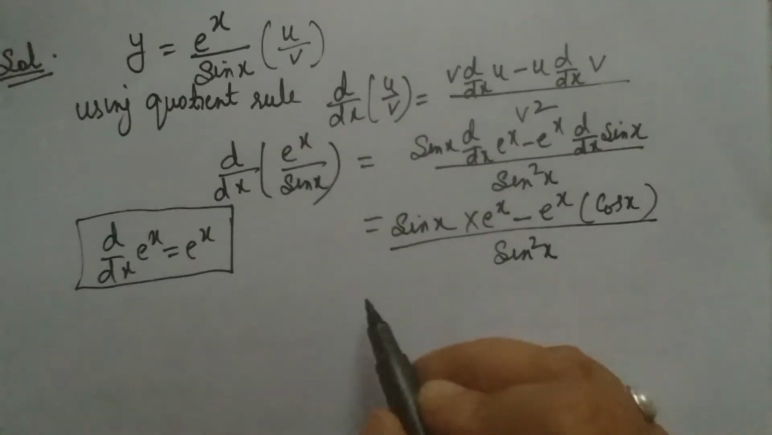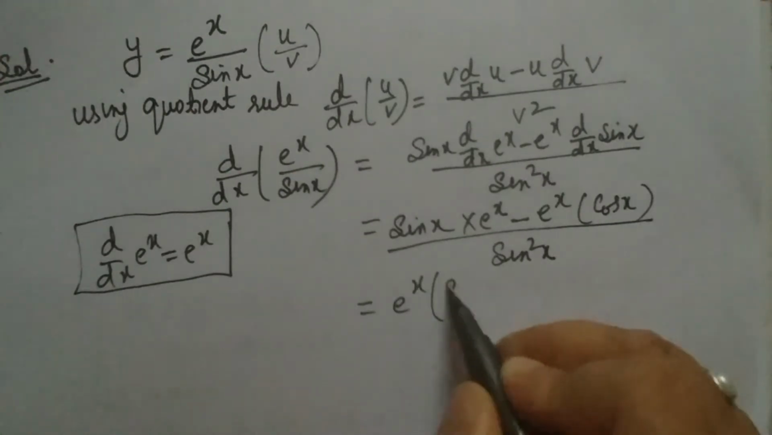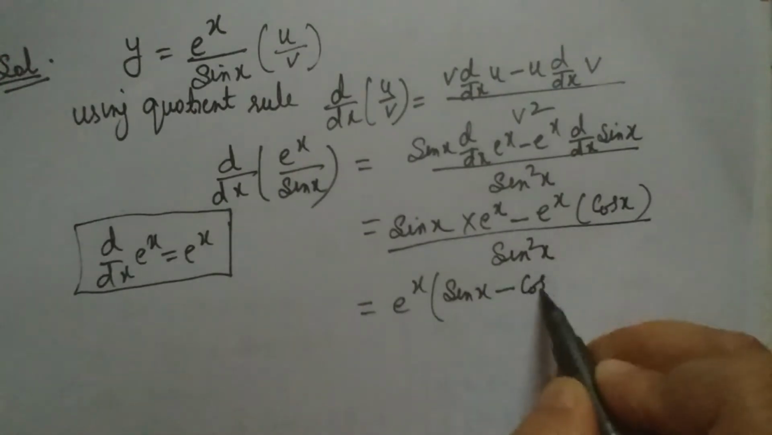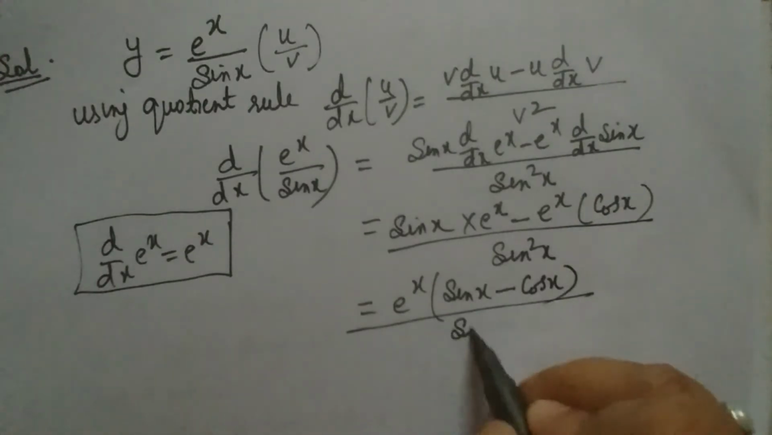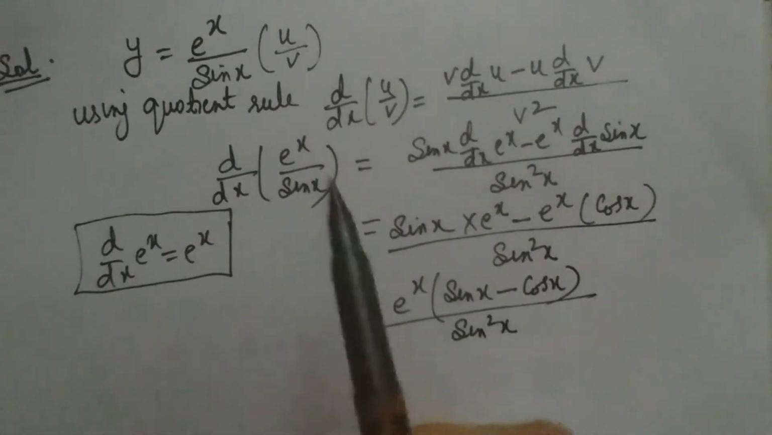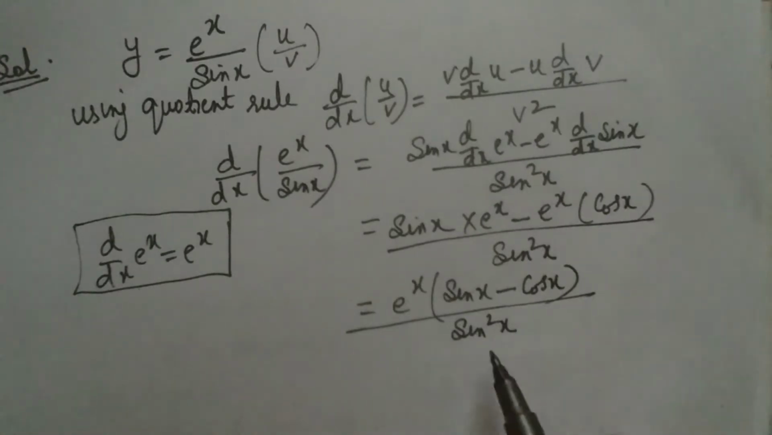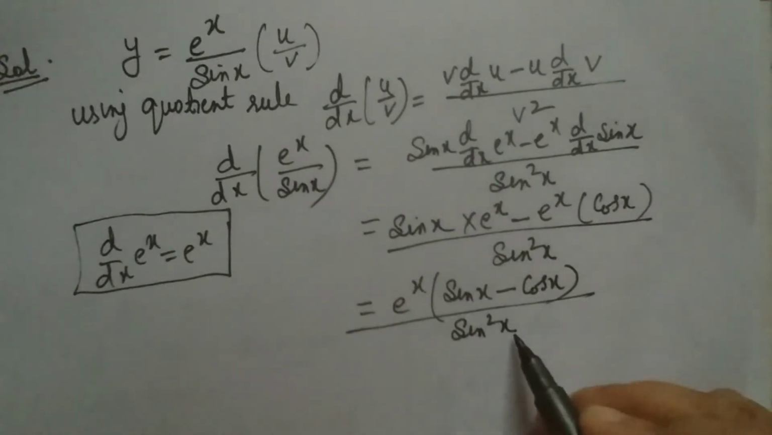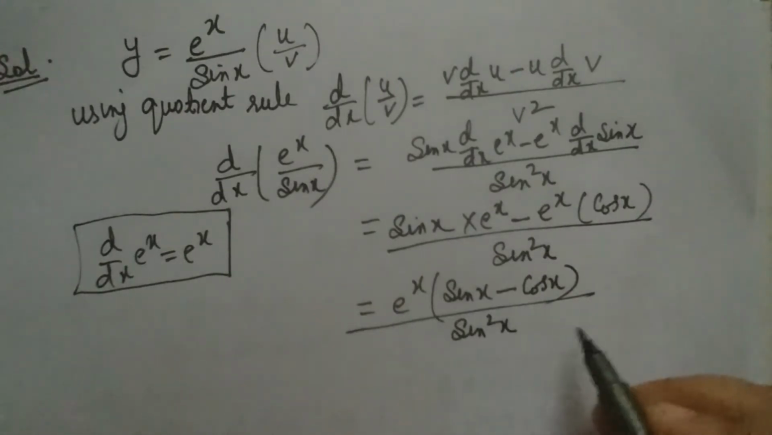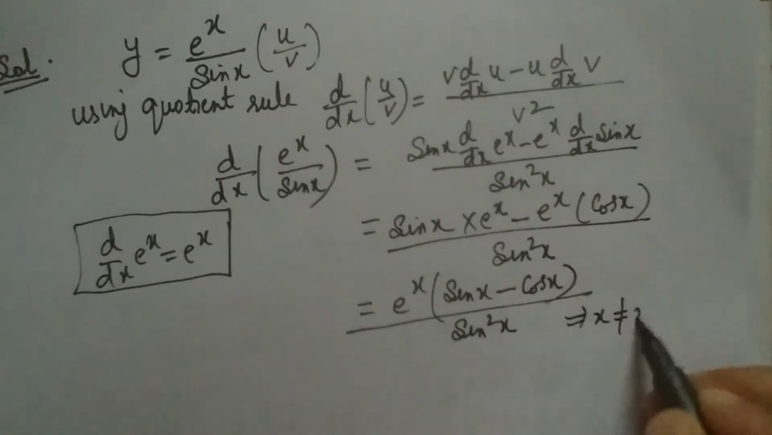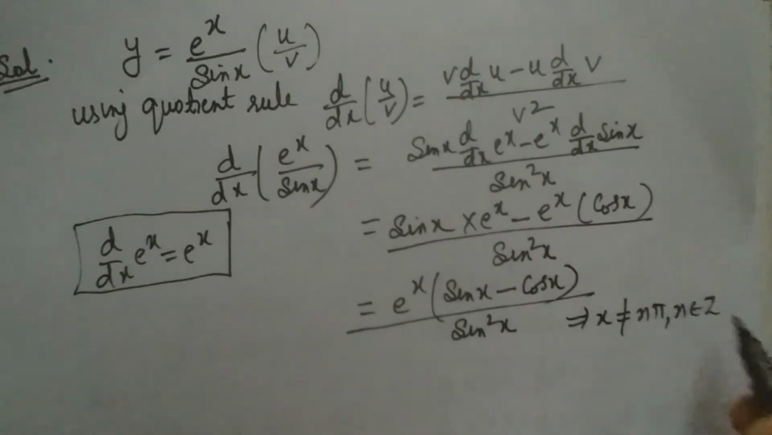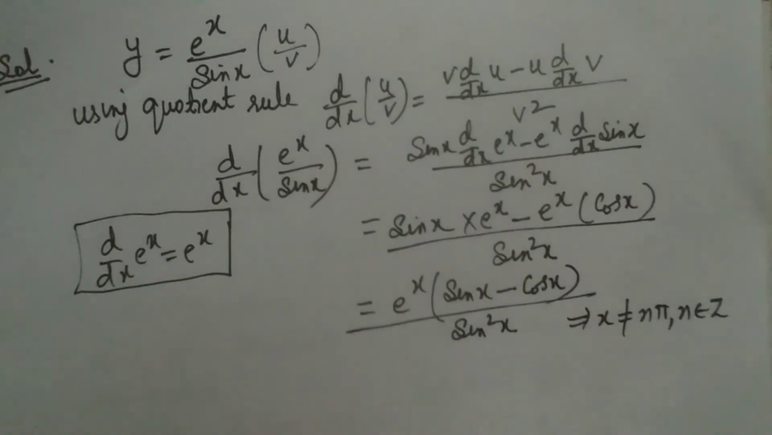Now what I can do is take e raised to power x common from the numerator and it becomes sin x minus cos x divided by sine square x. So d/dx of e raised to power x divided by sin x is e raised to power x into sin x minus cos x divided by sine square x. Now one very important thing is that this will exist only if the denominator is not equal to 0. So you know what angle value will make it 0? That means x should not be equal to n pi for all n belonging to Z. Okay, for these values, this derivative exists properly.